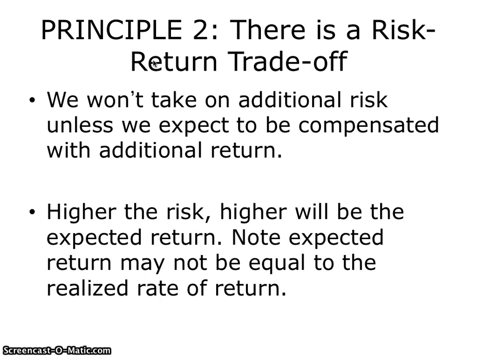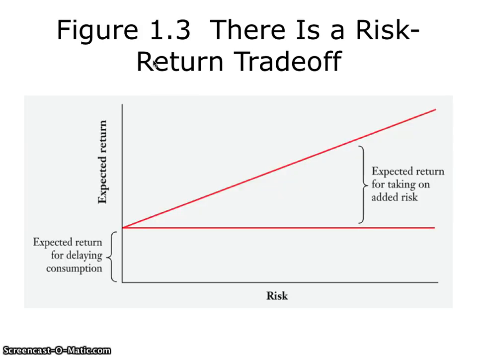There is, of course, a risk-return trade-off, and I'll show you on this slide here what I mean by that. Basically, the greater the expected return, what you think you should earn on an investment that you make, the greater the risk that you're taking. There is a direct correlation, as you can see through the upward sloping line. That means that there's a positive relationship between these two variables.